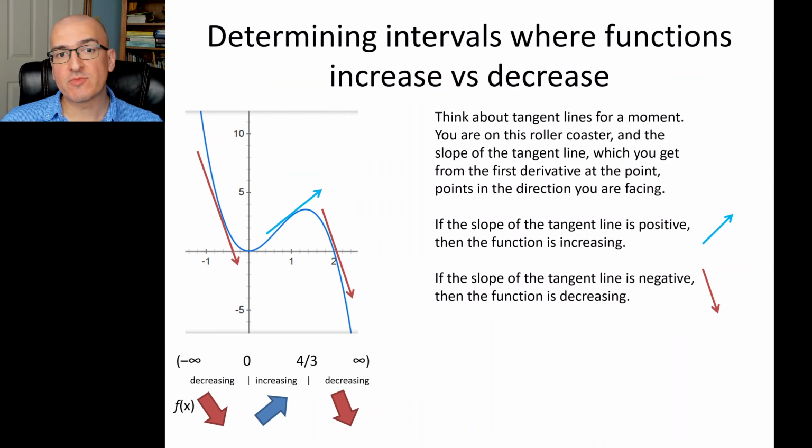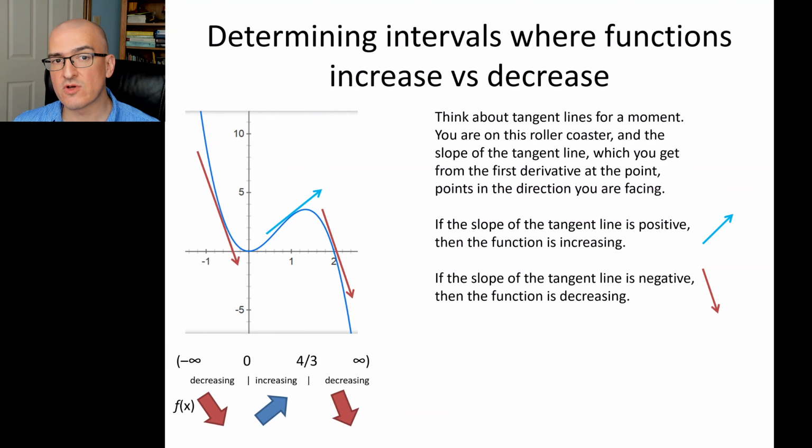Now, there's a connection between this idea of increasing and decreasing and slopes of tangent lines. Anywhere where a function is decreasing, the tangent line in that whole region is going to have a negative slope. And in a region where the function is increasing, all tangent lines at all points in that region will have positive slope. So again, negative slope tangent lines indicate where a function is decreasing. Positive slope tangent lines indicate where a function is increasing.